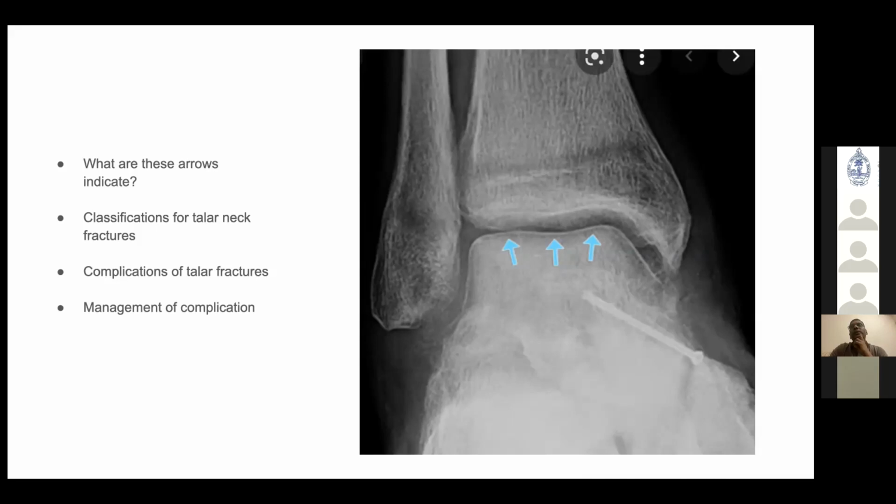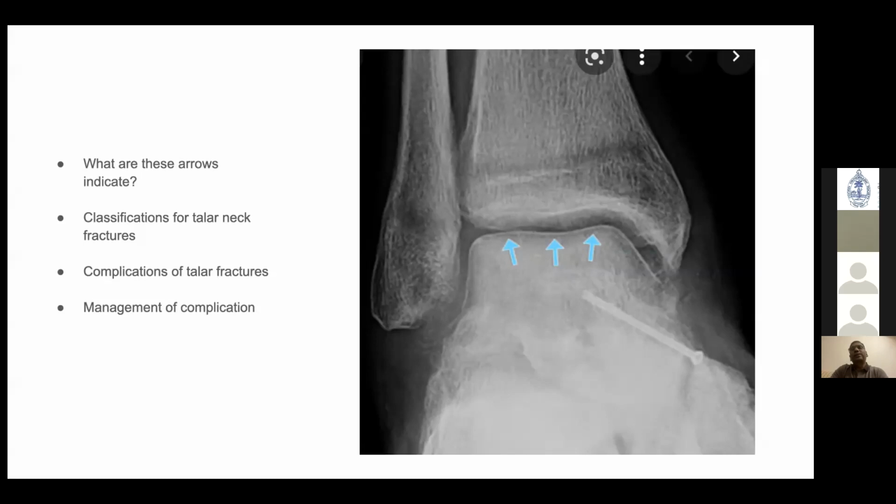So when will you get this Hawkins sign? Is it immediately after the fracture? Revascularization after about 6 to 8 weeks. Yeah, usually it happens 6 to 8 weeks after the injury. So what does this indicate? Is it a good sign? Good prognosis. Yeah, it's a good sign. It shows intact vascularity. After surgery, you can see a screw there.